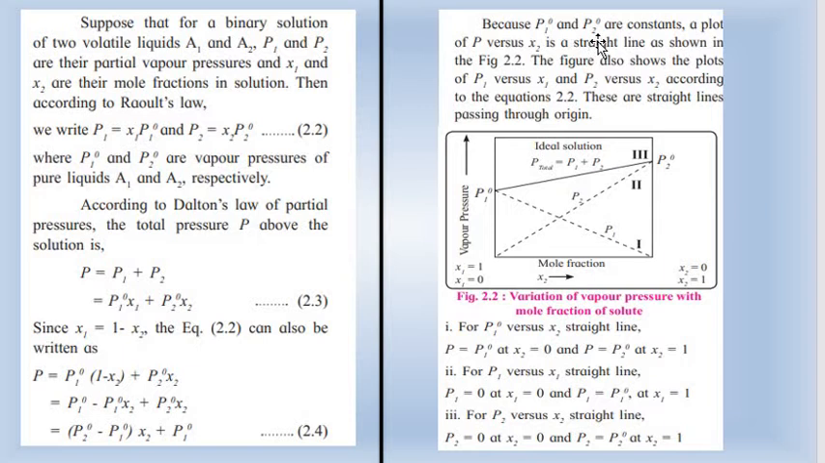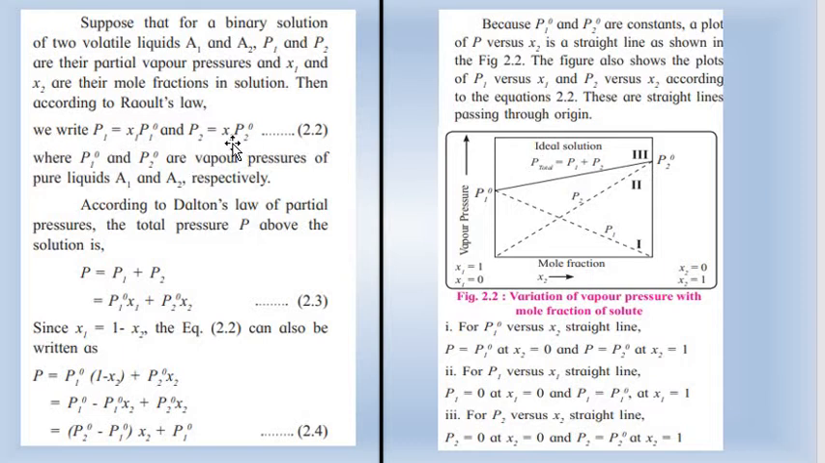because P1 naught and P2 naught are constants, a plot of pressure versus x2 is a straight line, which is shown here in this figure. This line, the third one, would be the line of total pressure P versus mole fraction, and the plots of P1 versus x1 and P2 versus x2 will be according to this equation.